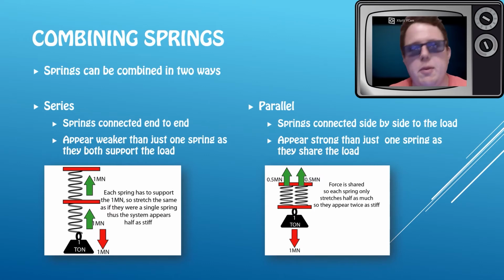If we put them in parallel, however, then they share the load. Parallel means the springs are side by side and they share the load. This means that they appear stronger than just one spring. So if you have two springs in parallel, you're adding those spring constants together, and you're ending up with a stiffer spring.